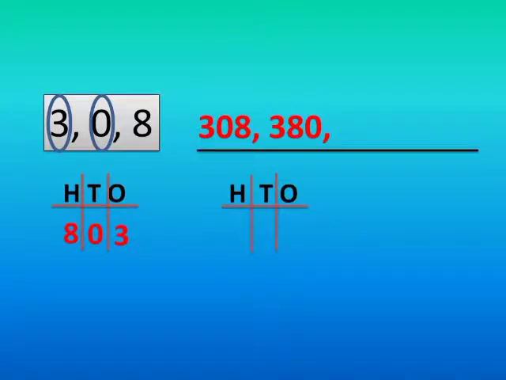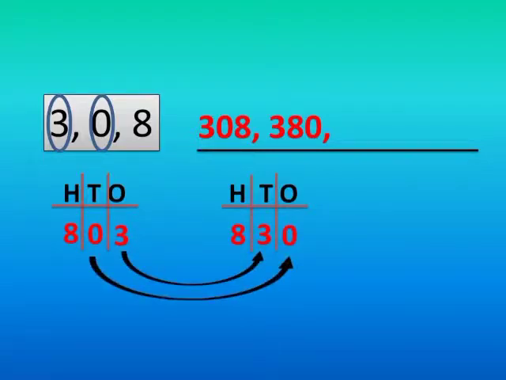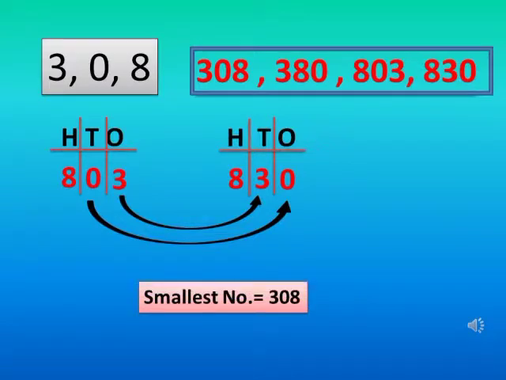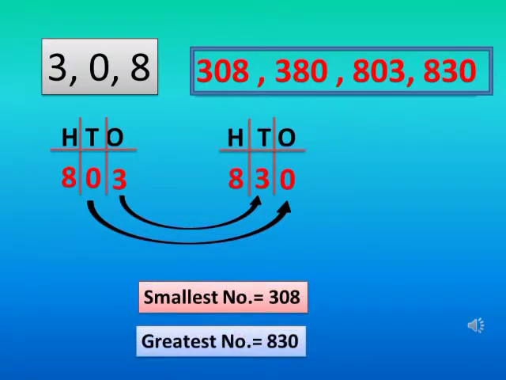Now, we will interchange the digits at tens and ones place. By interchanging the digits, we will write 3 at tens place and 0 at ones place. Thus, the new number formed is 830. Thus, the numbers formed are 308, 380, 803 and 830. Here, the smallest number is 308 and the greatest number is 830.